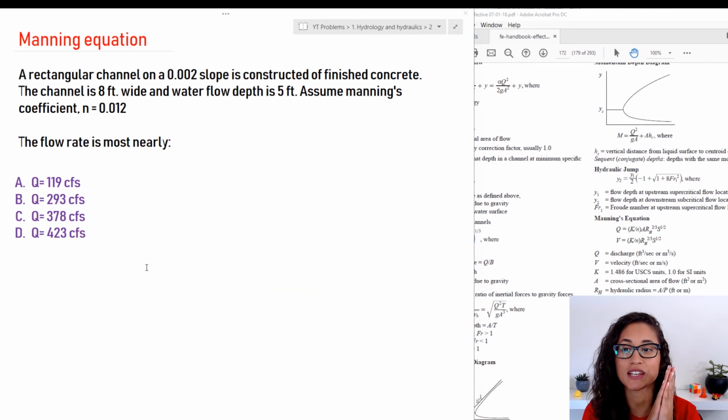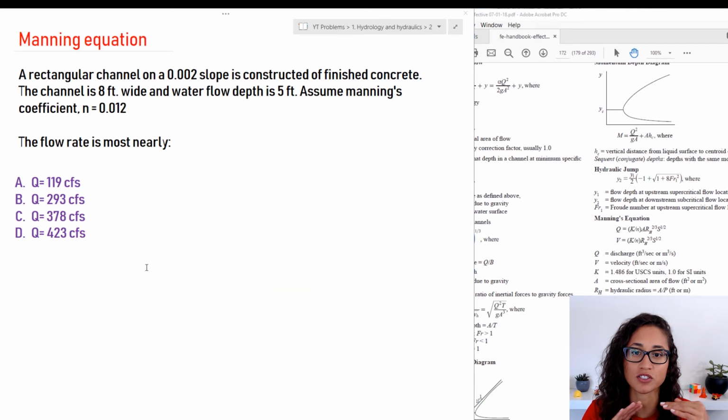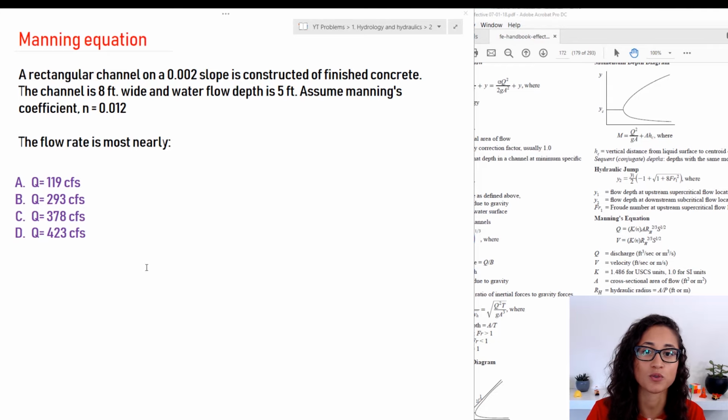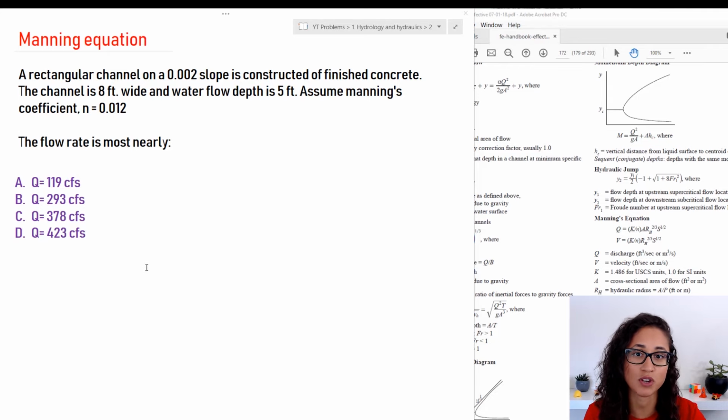Okay guys, so we're given a rectangular channel that is on a slope, and the channel is 8 feet wide and the water flow depth is 5 feet. We're given the Manning's coefficient and we need to calculate the flow rate. So when you're given the Manning's coefficient in the exam, that is your hint right there. Just go to the reference manual, type that in, and it will take you straight to the equation.